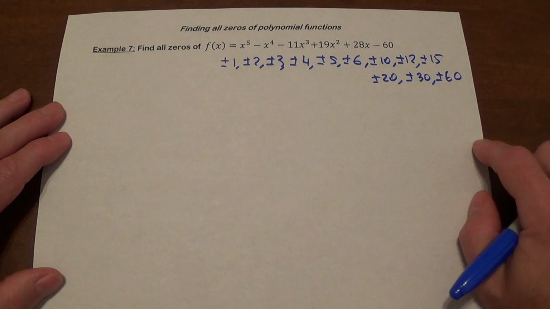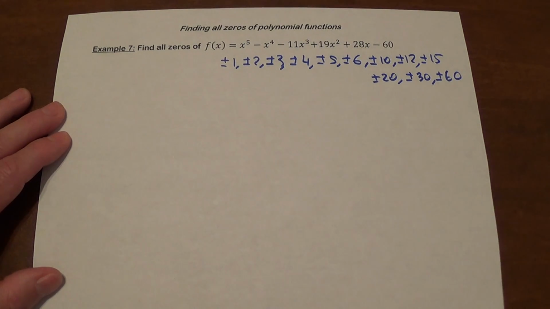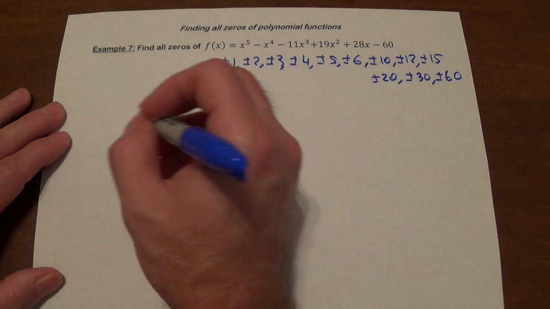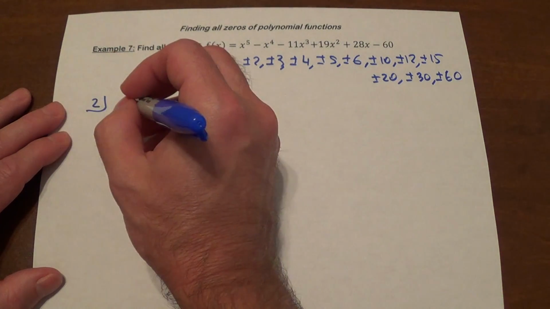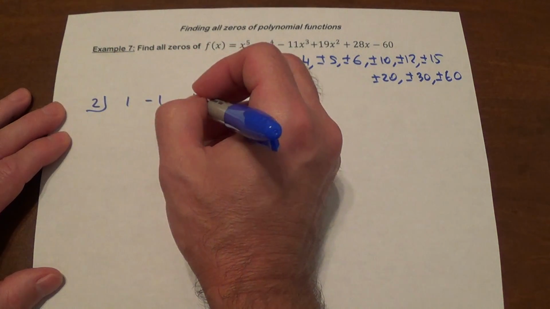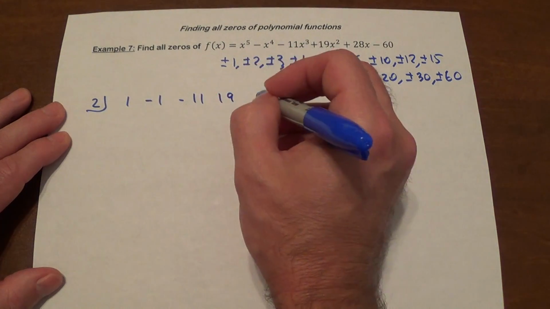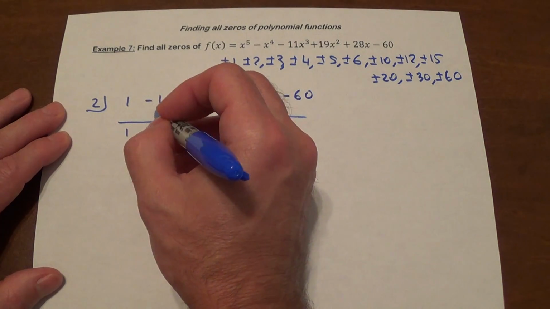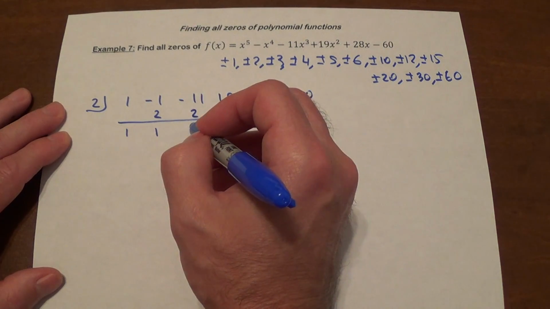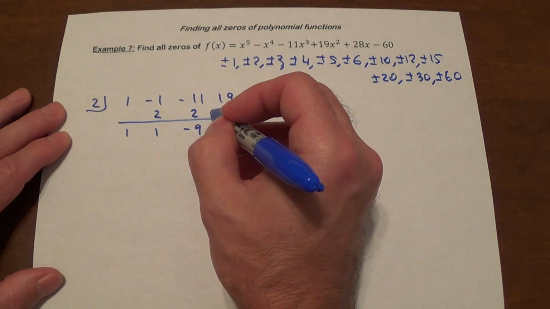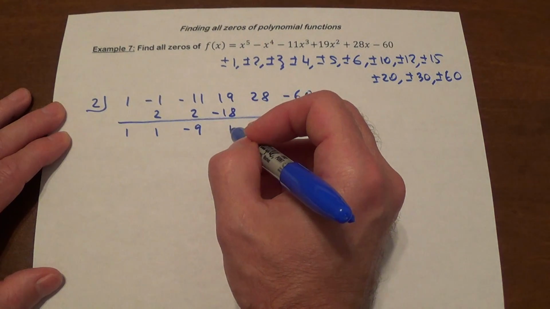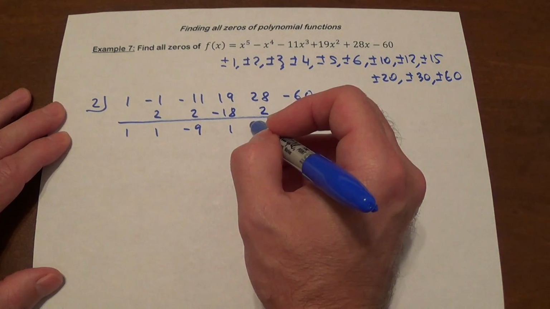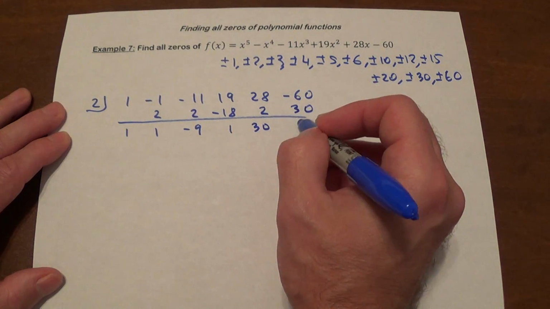Again, if this was something that was given to you and you didn't have anything to go by, you will have to start trying numbers and try to find out what it's going to be. So one number that's going to work is going to be 2. 1, negative 1, negative 11, 19, 28, negative 60. 1, 2, 1, 2, negative 9, negative 18, 1, 2, 30, 30, 0.